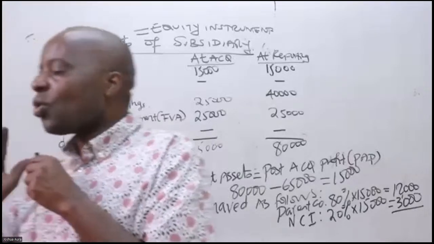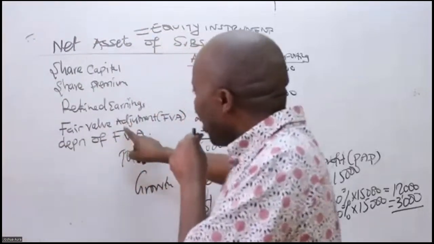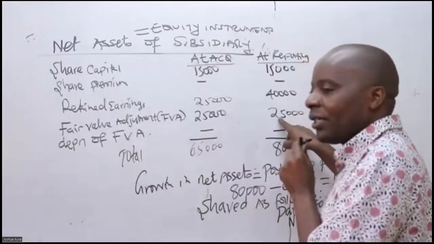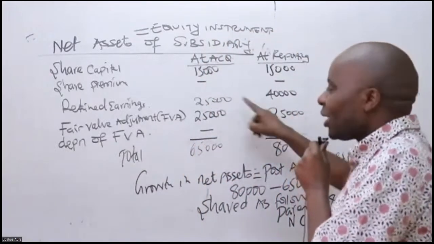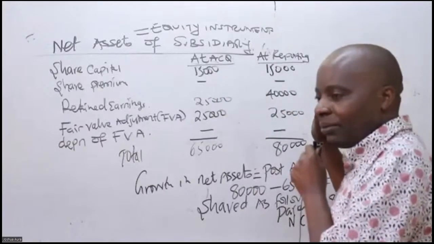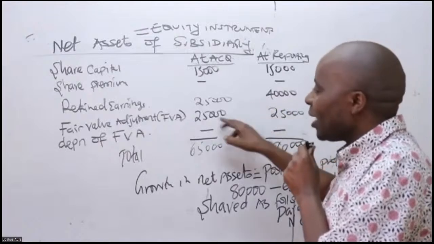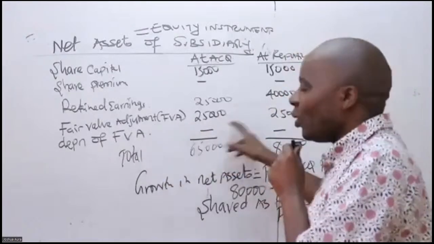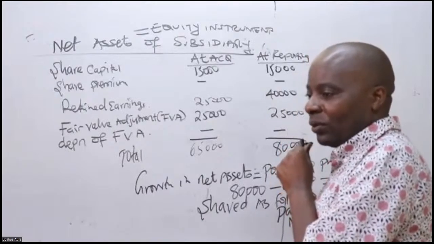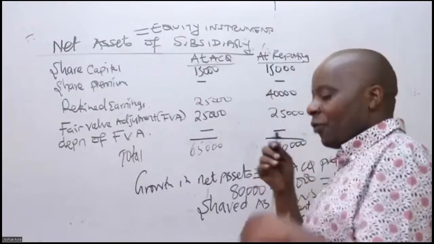One thing you're supposed to know is that the fair value adjustment, the one that you have here, will always be the same as the value that you have here. Kabage, the two, just like share capital, must always be the same. And because this was land, depreciation for land is always zero.